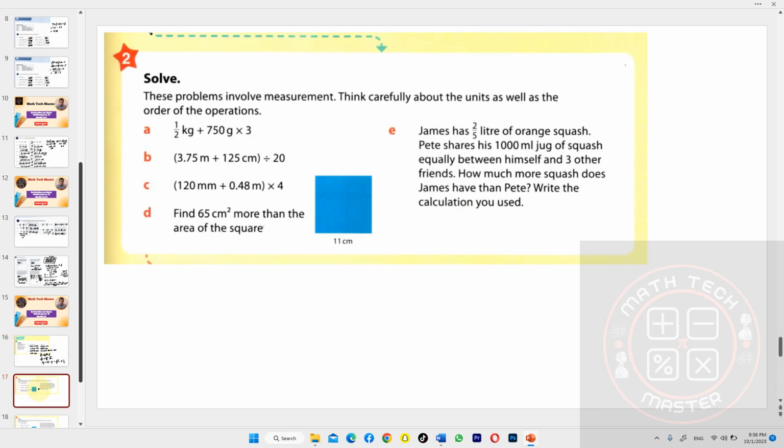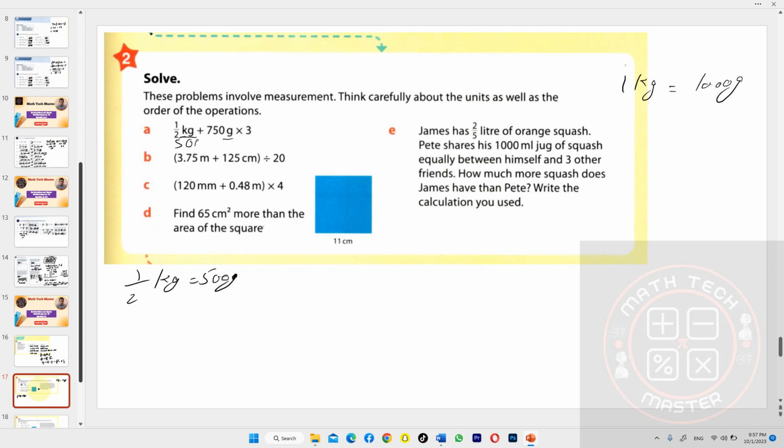In question number 2, the same method we will be using. In the first question, it is kg and gram. There are two units used, and we have already learned about it. If the units are different, we cannot solve the questions directly. So to make the units equal, we know that 1 kg is equal to 1000 grams. So we can say 1 over 2 kg is equal to 500 grams, half of 1 kg.